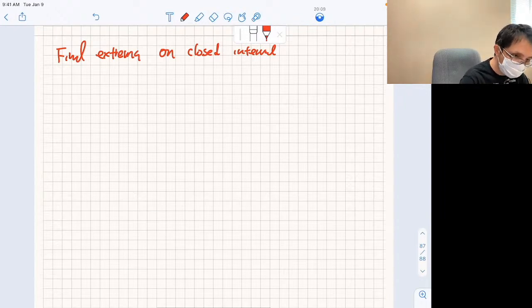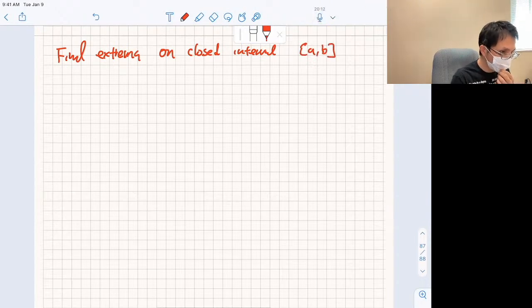So how do I find the extrema on a closed interval? If you have a closed interval between A and B, what do you think? Yes, take a derivative. Why do you take a derivative? Because you want to find the critical values. What's the next step? Once you find the critical values, you plug them in, and the highest one would be the maximum and the lowest one would be the minimum. But there's something missing: check the endpoints. What if the endpoint is higher or lower? You don't know, because extrema here means the absolute maximum and absolute minimum, so you have to check the endpoints.